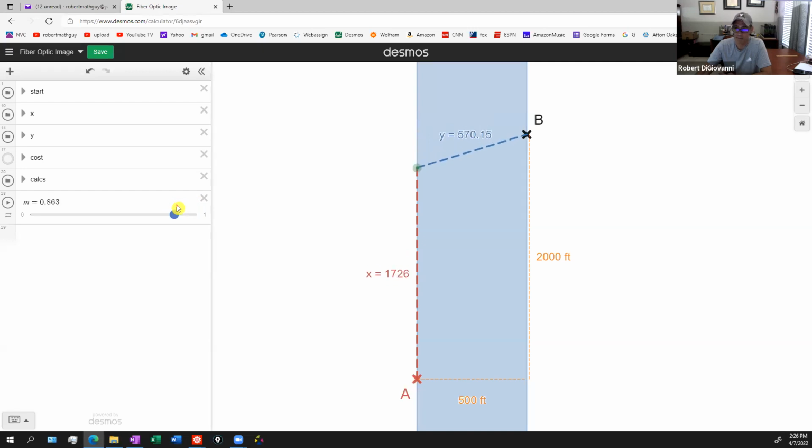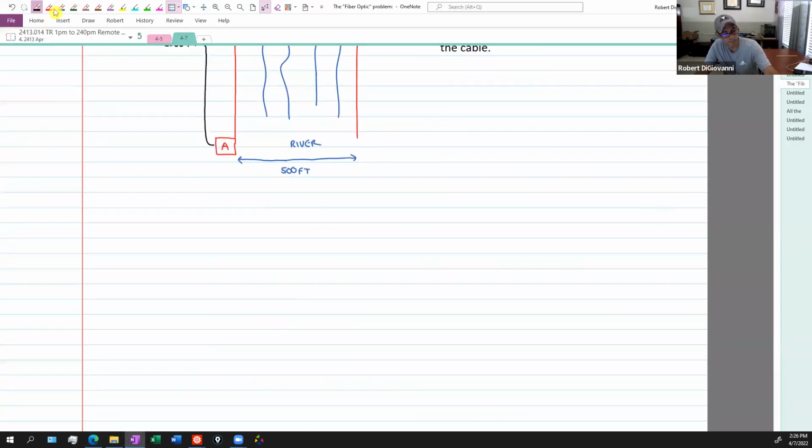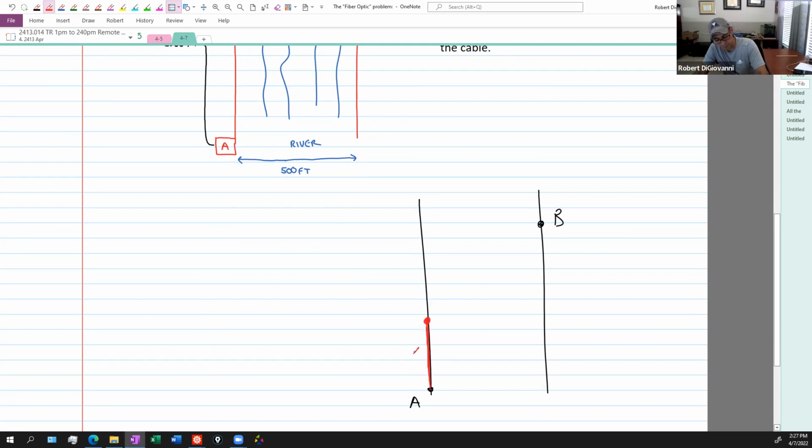Y'all following me? So let's call the distance from here to here X, and the distance from here to here Y. And I'm going to redraw this picture. So here's my scenario. Here's building B. Here's building A. Let's say the distance from here to here we call X, and the distance from here to here Y.